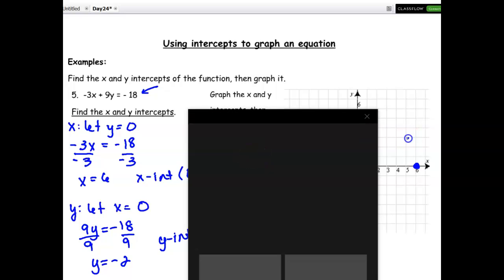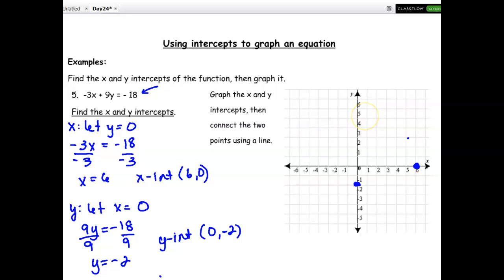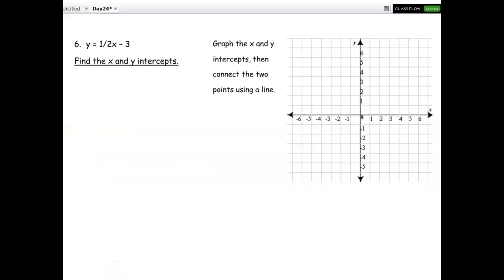Once we have the 2 points, we can just, oops, I'm not sure why this came up. Okay, we can then just connect them and extend the line. Okay, use a ruler here. And then just make the line continue to go. All right, so we graphed the x and y intercepts and we connected the 2 points using a line. All right, so now if you guys could try the next one, maybe pause the video and try it. Okay, you can then continue, and then we will check it.